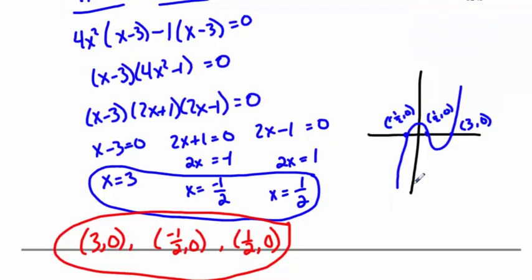So as you draw your sketch, you can draw the 3 x-intercepts in there at (-1/2, 0), (1/2, 0), and (3, 0). And that's the end of this section.